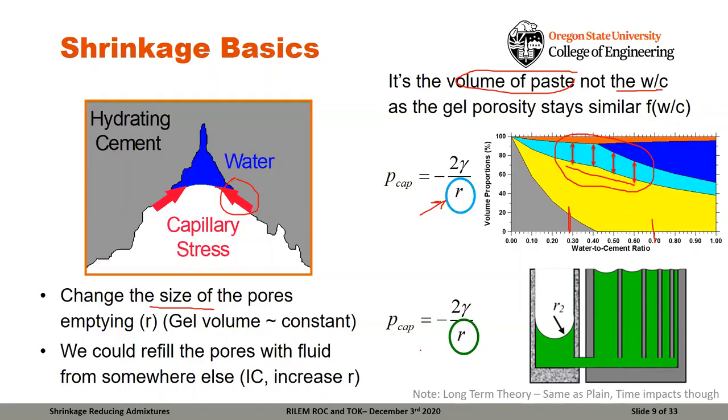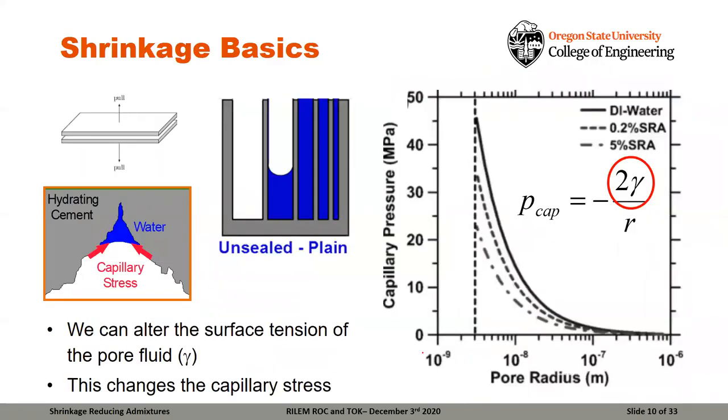In addition, we talked about the fact that you could actually put something into the system that could refill these pores, and that would reduce shrinkage. And this is the concept of internal curing, either through a lightweight aggregate or a cellulose fiber or through superabsorbent polymer. And this is another area where RILEM is a very, very active group, really in advancing that science.